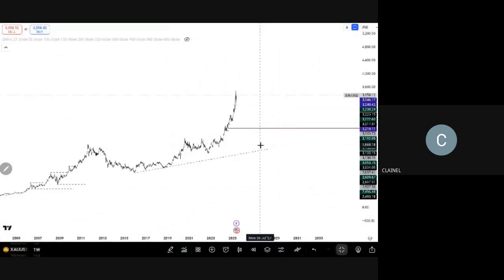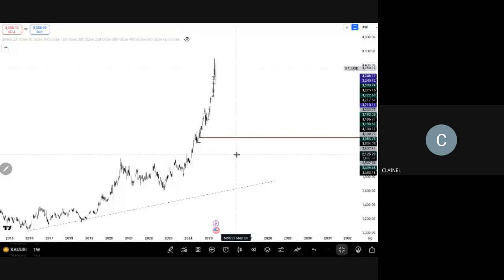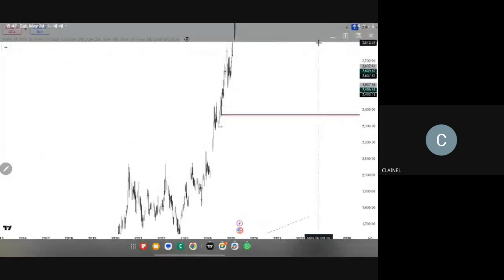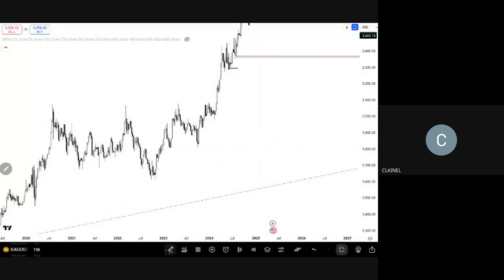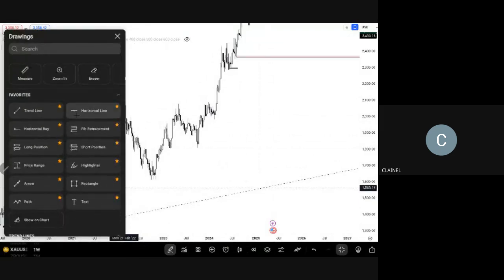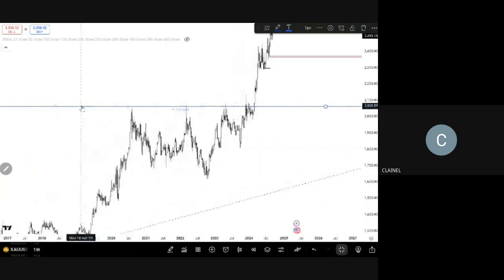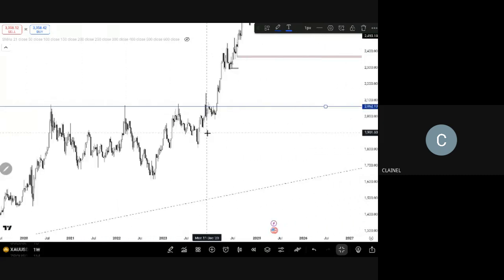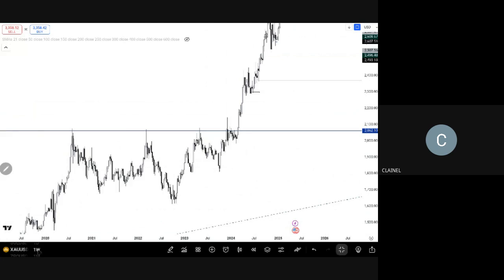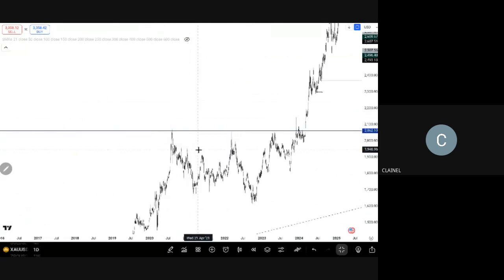Okay, let's take a look at this region right here, this region in the weekly time frame. If we break it down to the daily time frame, we see it clearly for easier view.